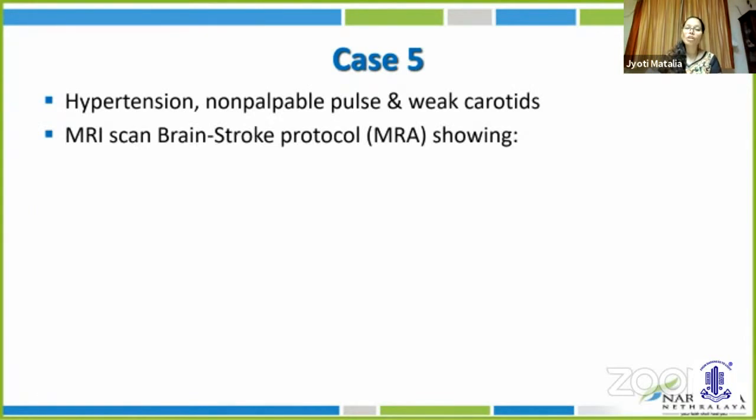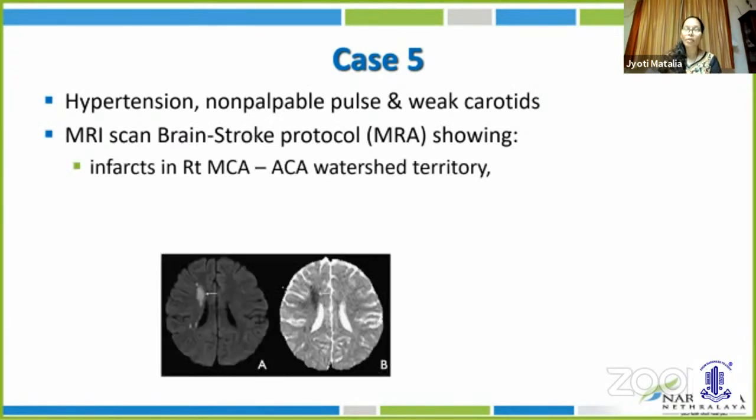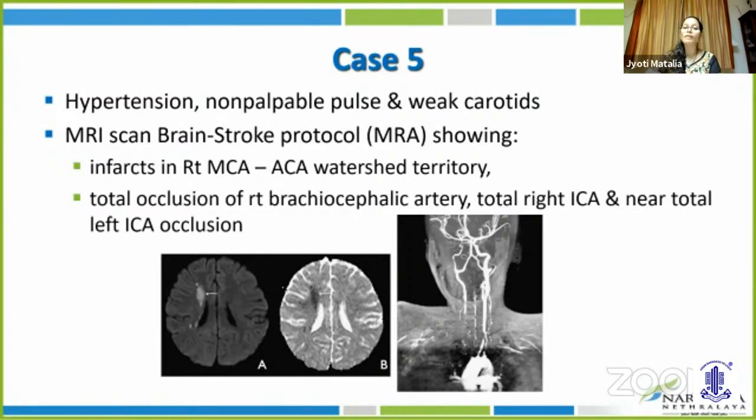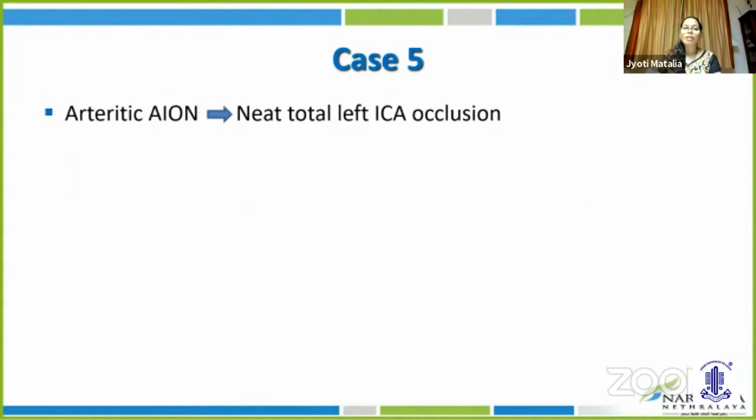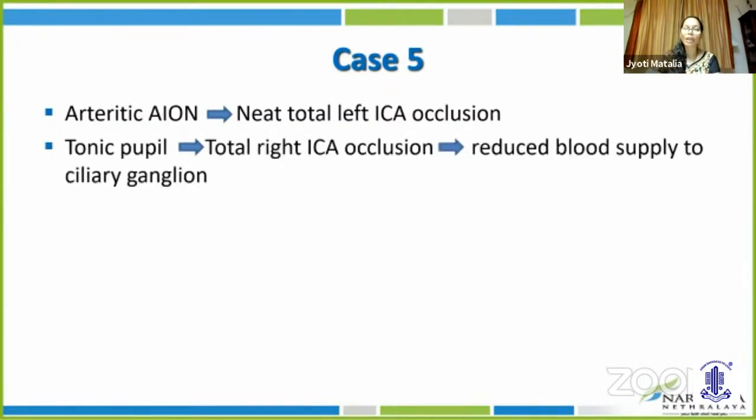The MRI brain protocol showed that there were infarcts in the MCA and ACA areas, and also a block of the brachiocephalic artery, right ICA, and near total ICA occlusion. So what we had was an arteritic AION because of the near total ICA occlusion, and a tonic pupil probably related to the total ICA occlusion and therefore reduced blood supply to the ciliary ganglion.